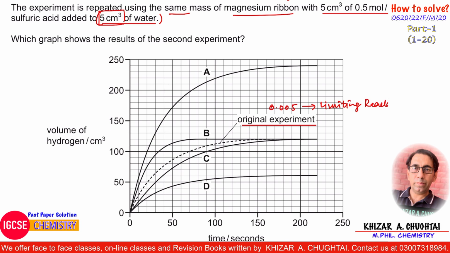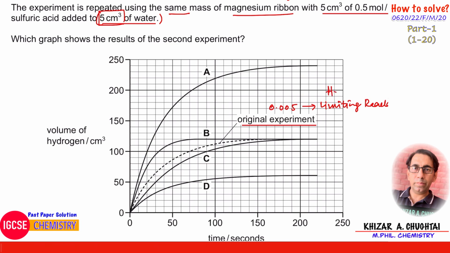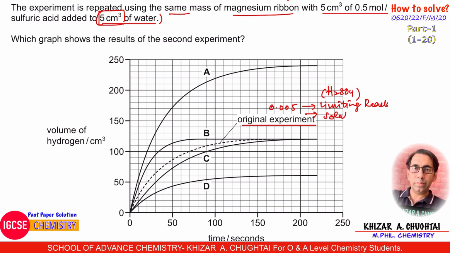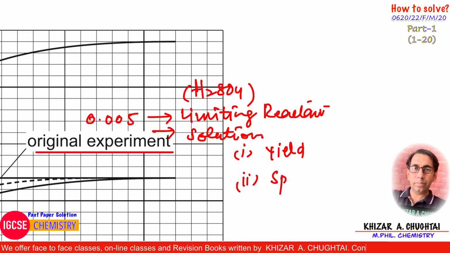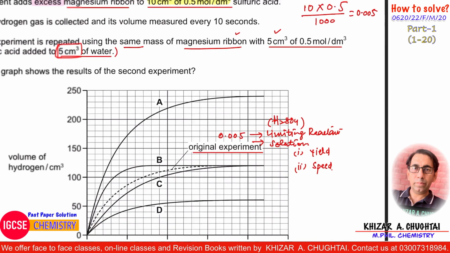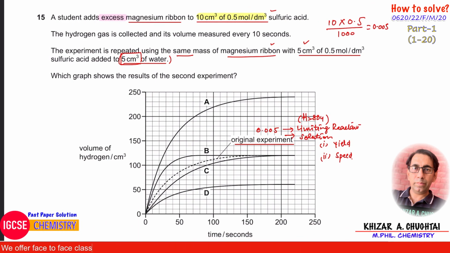And this sulfuric acid, H2SO4, is behaving as a limiting reactant. Number two, it's also in the form of a solution. That is an aqueous solution. So this sulfuric acid is going to control two things. Number one, it is going to control yield. Number two, it is also controlling the speed of reaction. So both factors will be changed by the sulfuric acid.